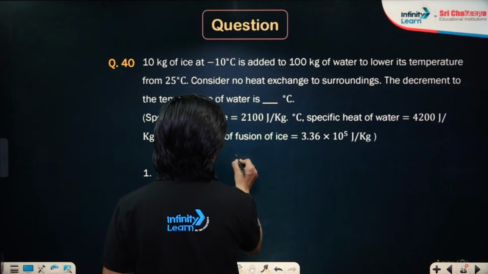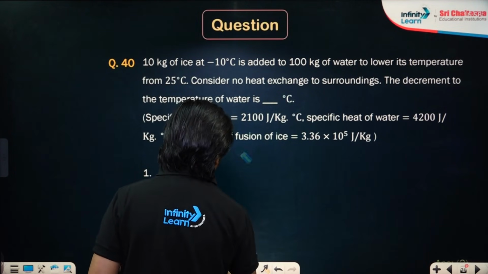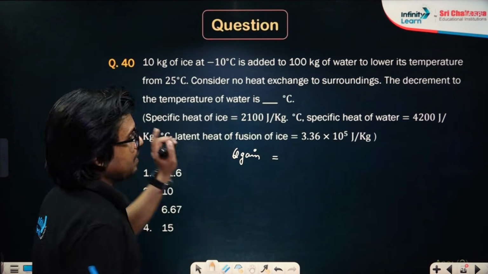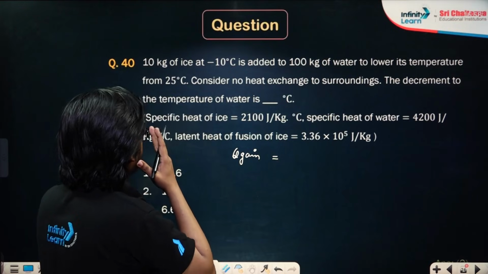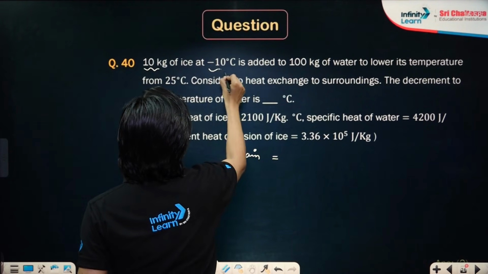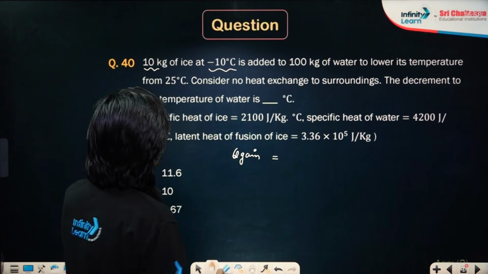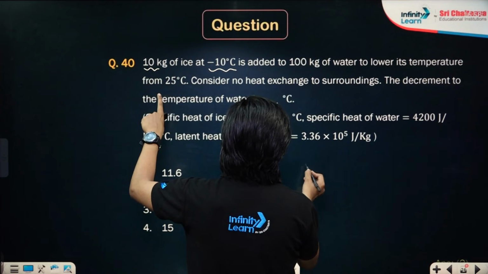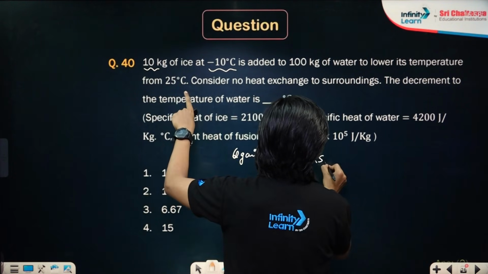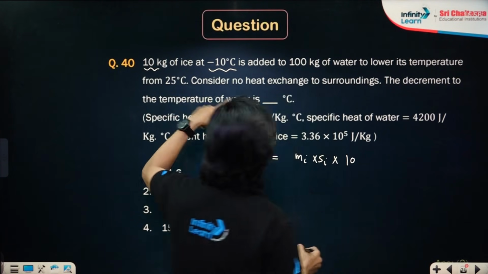Okay. So heat loss, let me calculate. First, let me write the heat gain by the ice. Heat gain, that is equal to, suppose that the temperature becomes T. So first of all, we require the heat to take the temperature from minus 10 to 0 for the ice. Mass of the ice into specific heat of the ice into that temperature difference, 10, because the temperature is increasing.